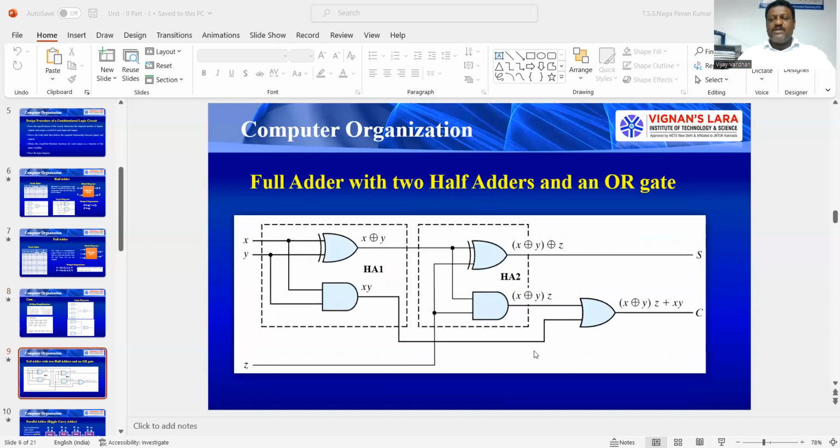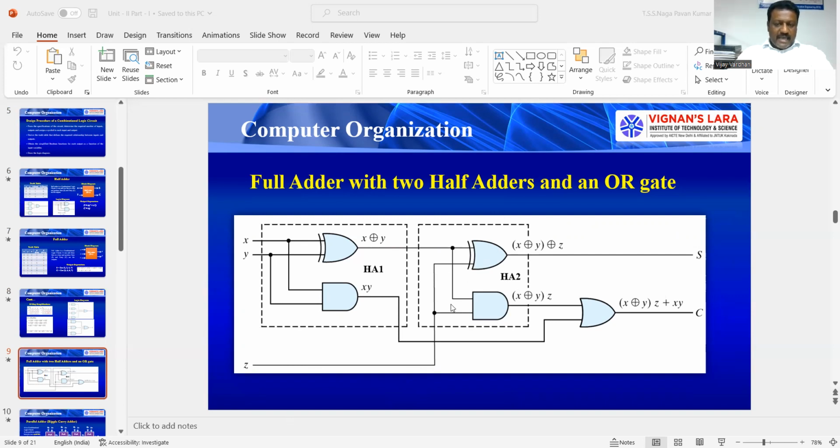Then coming to another important one, that is how we implement a full adder by using 2 half adders and an OR gate. See here, friends, this is 1 half adder. We know that a half adder's sum output is X exclusive ORed with Y, where X and Y are the inputs, and the carry output is simply XY. With a similar structure, I will take one more half adder circuit. For the second half adder, the inputs are the first half adder's sum output as well as the third input. So these are given to the input of the second half adder.